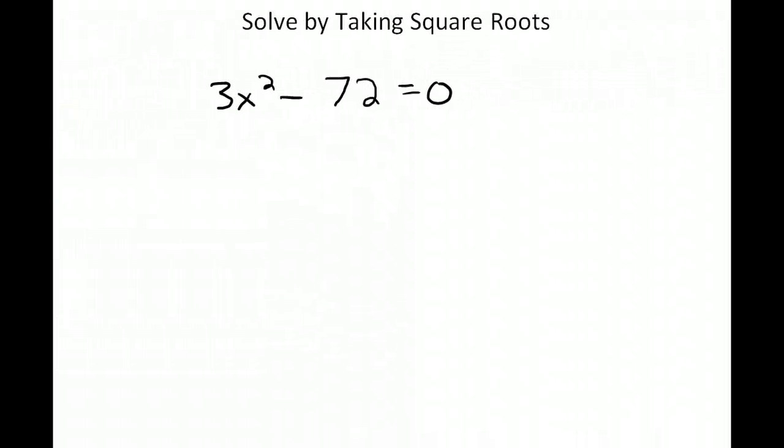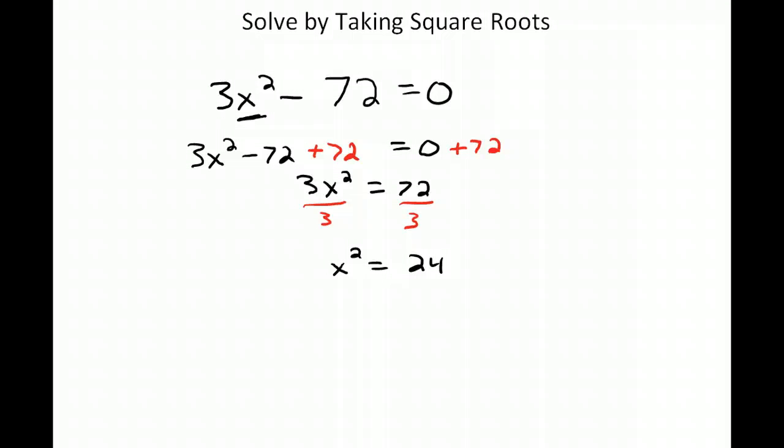Now we're going to solve by taking square roots. This is the only method that requires that you have a specific type of quadratic. Notice that there is no x term. We call the x term the linear term. There is no linear term. All I have is the x squared term and the constant. If that's the case, then you can isolate the x squared and then solve by square roots.